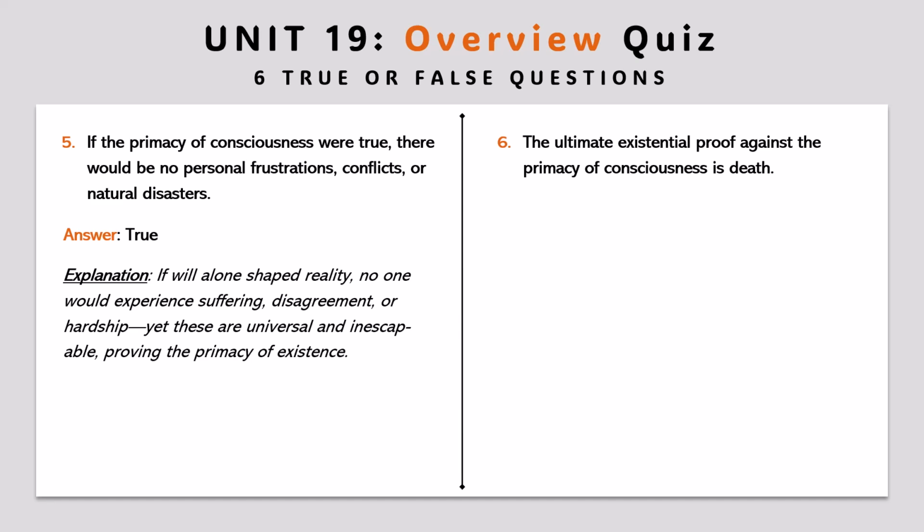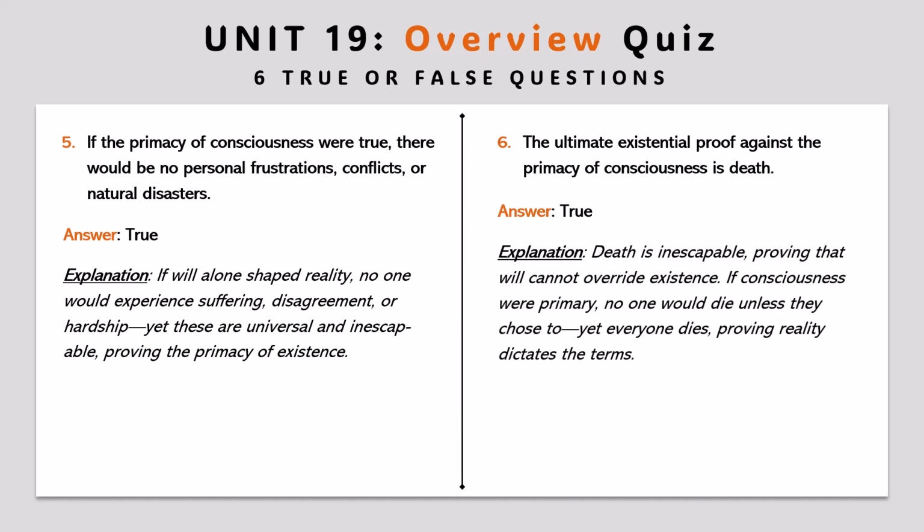Question number 6. The ultimate existential proof against the primacy of consciousness is death. Answer: true. Explanation: death is inescapable, proving that will cannot override existence. If consciousness were primary, no one would die unless they chose to, yet everyone dies, proving reality dictates the terms.